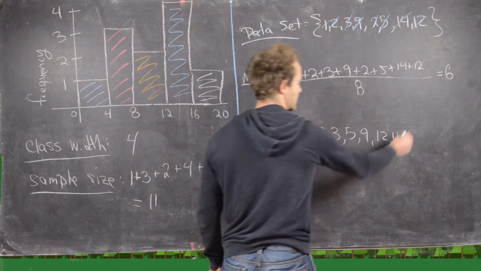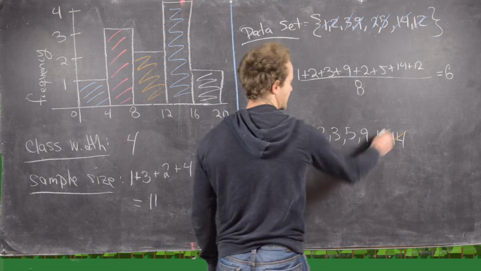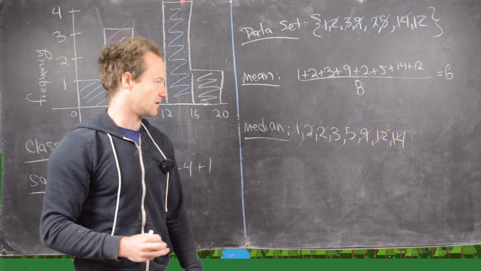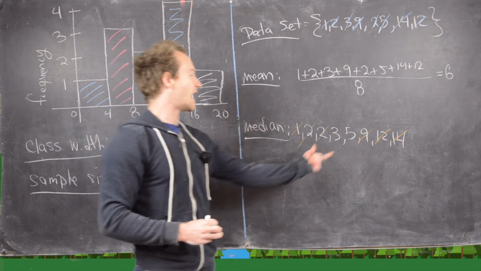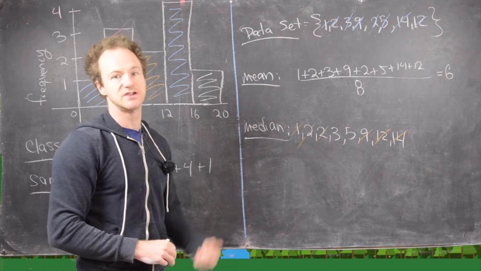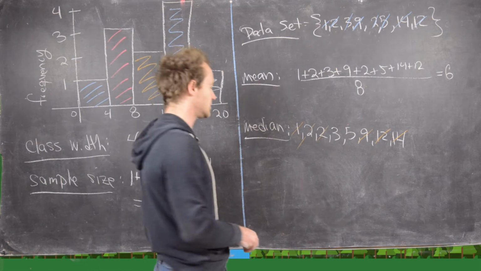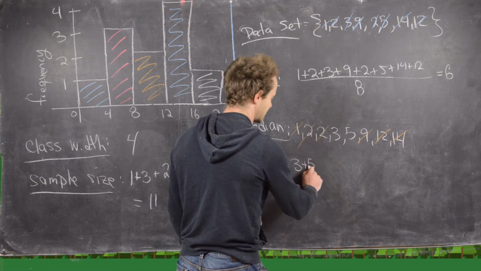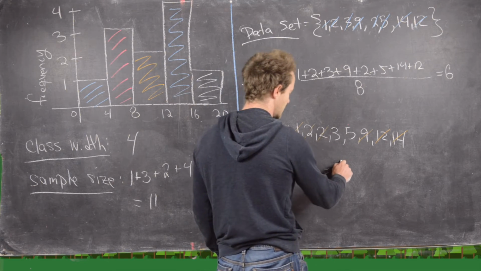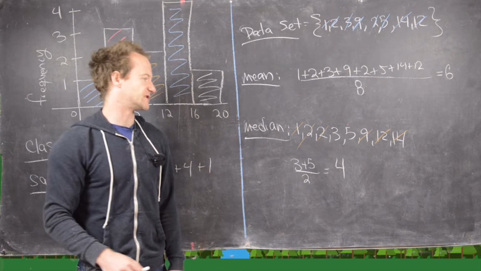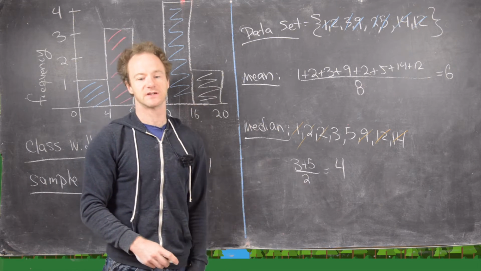So we'll cross that one with that one, that one with that one, that one with that one. But notice there is no middle. 3 and 5 are kind of both in the middle. So the rule is if there is no member that's right in the middle, you take their average. So that means the median in this case is 3 plus 5 over 2, which is going to be the number right between 3 and 5, which is obviously 4. So the median here is 4.